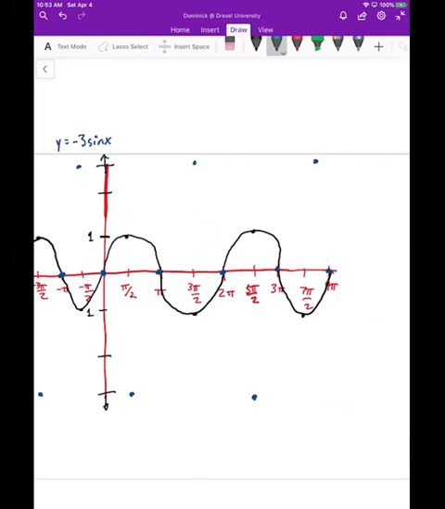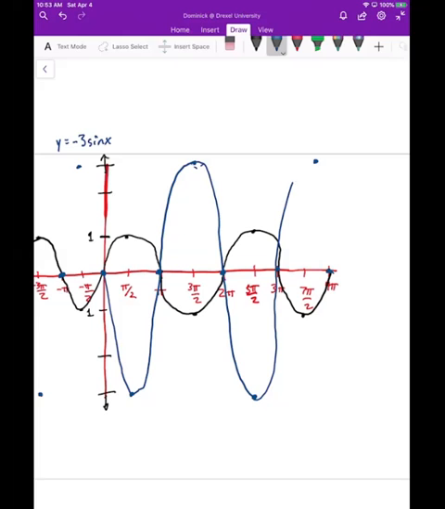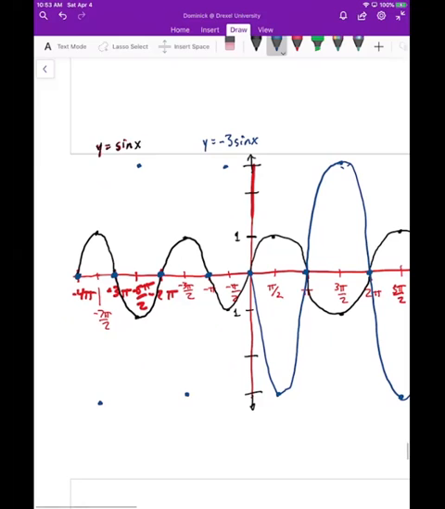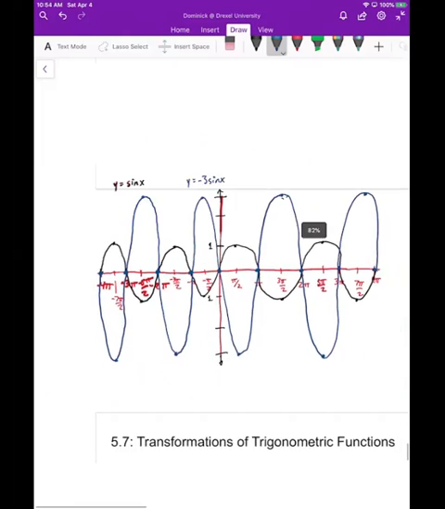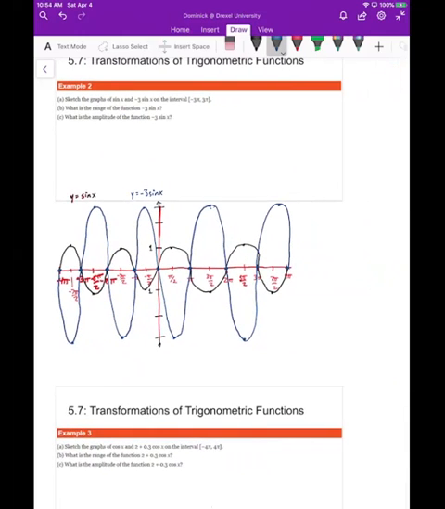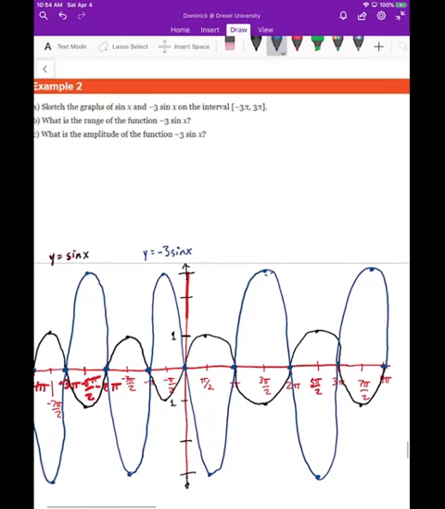Right, so now this graph will look something like this. Now it's going to be flipped upside down and also stretched by a factor of 3. All right, so something like that on the right side, and then on the left side, we'll get something like this. Okay, so we stretched our sine graph by a factor of 3, and we've also flipped it over the axis.